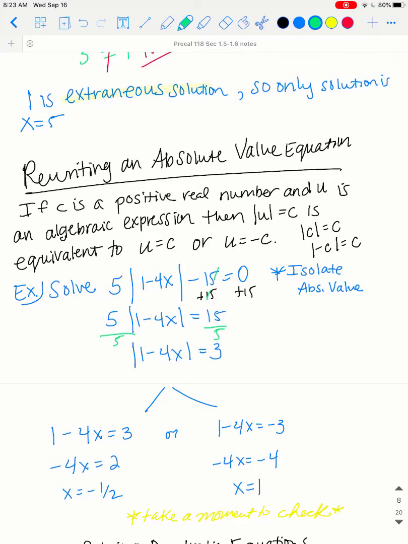So here we could work with our definition of how to solve for an absolute value and split it up into 2 separate equations. So on the left side, we have when our u would equal c, and on this side, we have when our u would equal negative c. So we solve for both. On the left side, we get x equals negative 1/2. And on the right side, we get x equals 1. So take a moment to check that in the original equation and make sure that those check out.